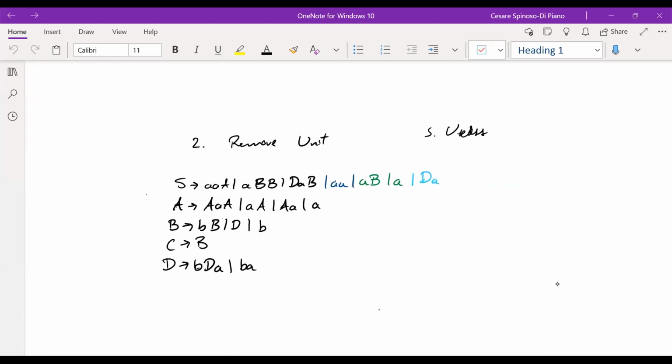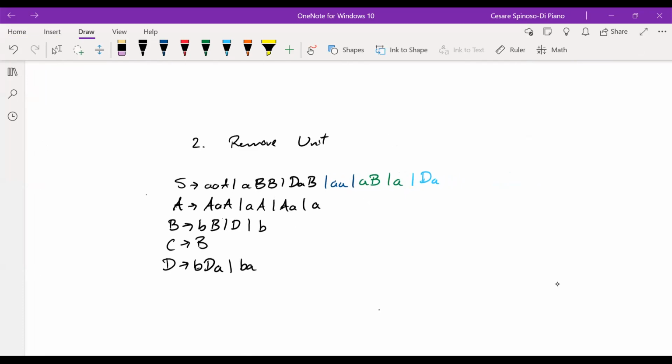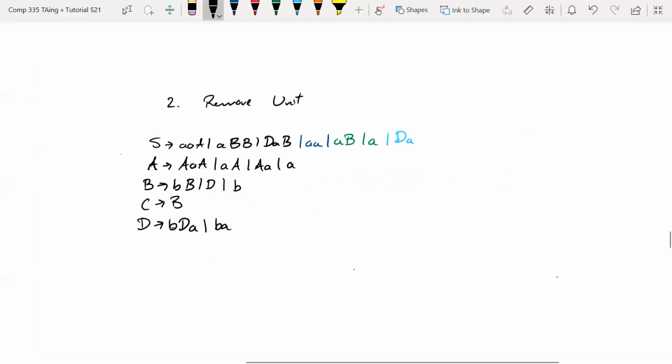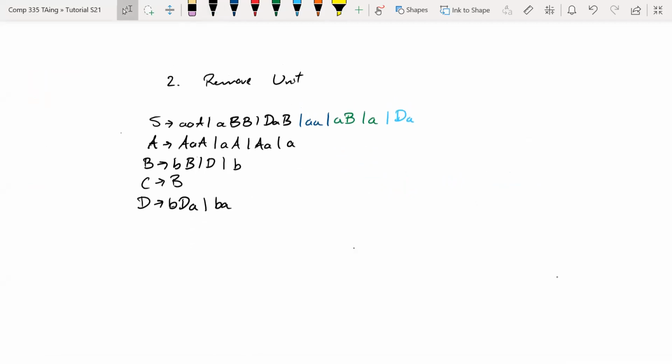Okay, good, excellent. So now I want to remove unit productions. So how do I do that? Well, I need to look at the unit productions that exist in my grammar. So what are they? Well, I have B gives me D as a unit production. Then I have C gives me B, and then by transitivity, I have C gives me D as well. And I think that's it.